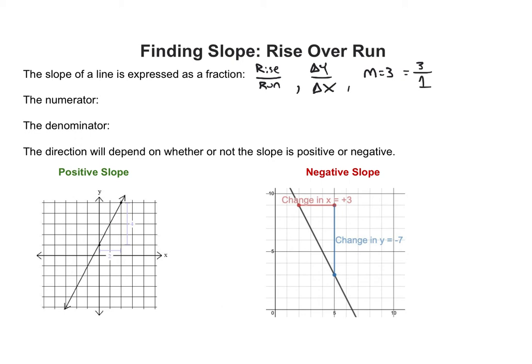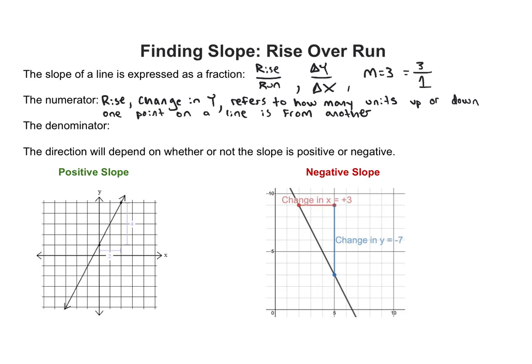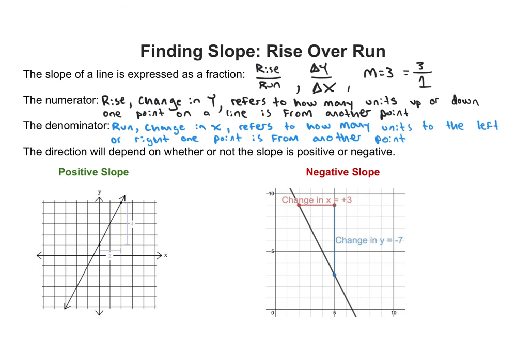Your numerator in this case then is going to refer to how many units up or down your line is moving from point to point. So a good thing to put in your notes, it's your rise, it's your change in y, and it refers to how many units up or down one point on a line is from another point. Okay, and then your denominator is going to be your run or your change in x, and it will refer to how many points to the left or to the right one point is from another point. And the direction, right or left, will depend on whether or not that slope is positive or negative. So let's do a couple examples here.